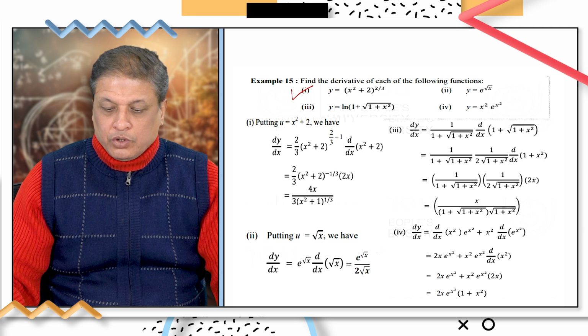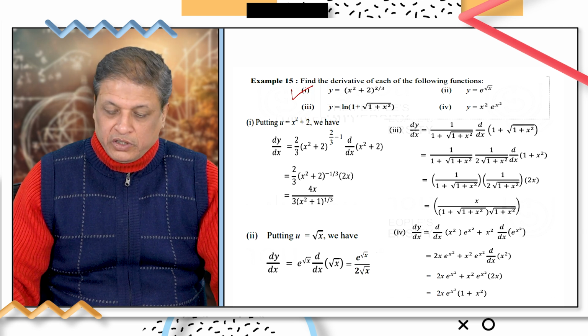Let us solve some more problems so that we can understand how the differentiation was performed even without the chain rule. Likewise, over here, you can apply the chain rule to solve this problem also, wherein y is equal to (x square plus 2) whole to the power 2 by 3.